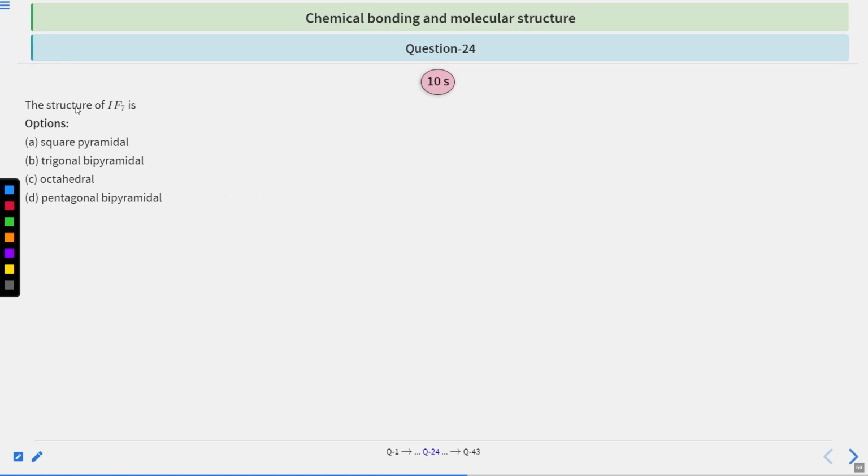Moving on to the next question, question number 24. The structure of IF7 is, options are square pyramidal, trigonal bipyramidal, octahedral, and pentagonal bipyramidal. You have 10 seconds to solve this question. After that, we will see the answer.